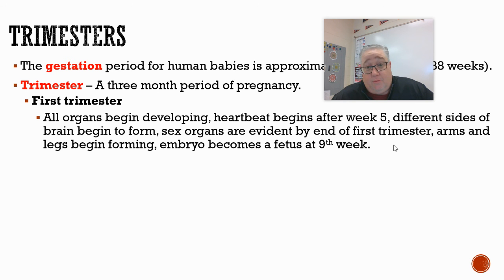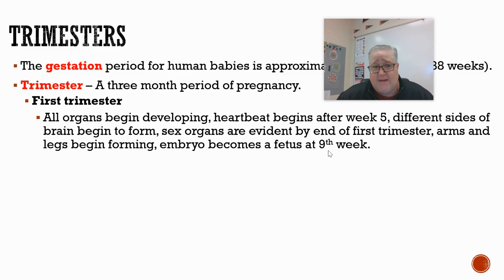If you look at this and read this list here, lots of things happen during that first trimester. The organs begin developing. We're talking everything, from stomach to lungs and heart. The heartbeat's going to start around week 5. Different sides of the brain start to form. Sex organs, by the end of the first trimester, are pretty evident. Arms and legs. A lot of things here.